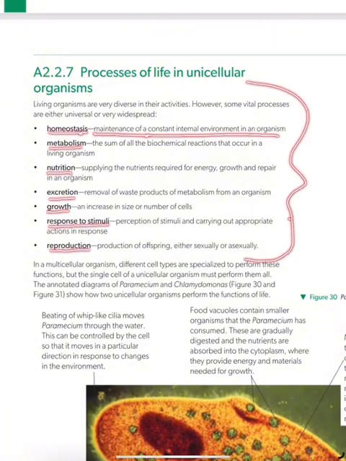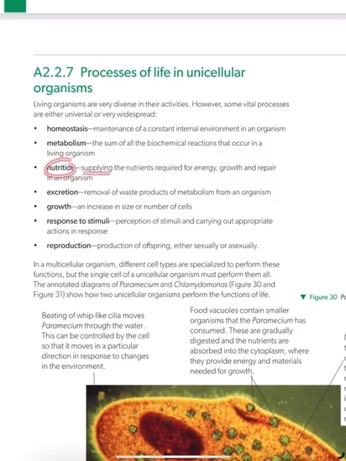Homeostasis refers to the maintenance of a constant internal environment in an organism. Metabolism is the sum of all the biochemical reactions that occur in a living organism. Nutrition is supplying the nutrients required for energy, growth, and repair in an organism. Excretion is the removal of waste products of metabolism from an organism.